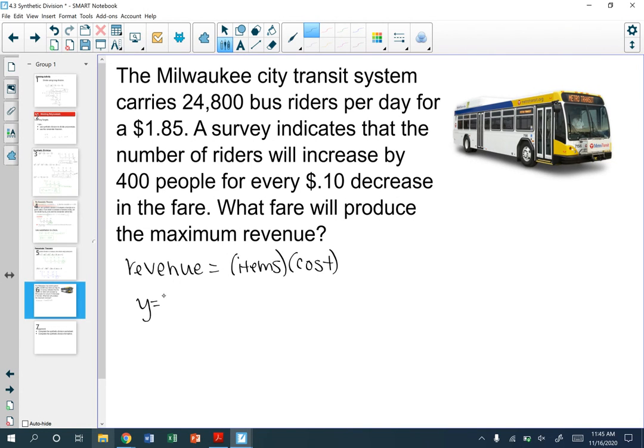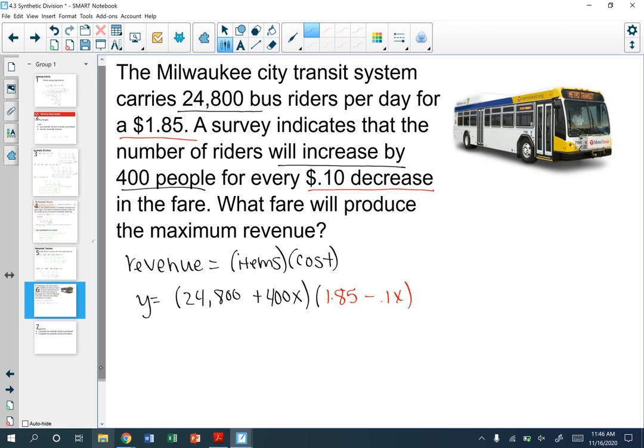So we look for 24,800 riders as our original amount, and then it will increase by 400 people per price increase, right? Or decrease. So plus 400x. And I'm going to find my cost, which originally is $1.85. And we're looking at a 10-cent decrease.